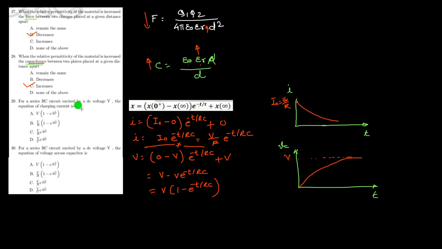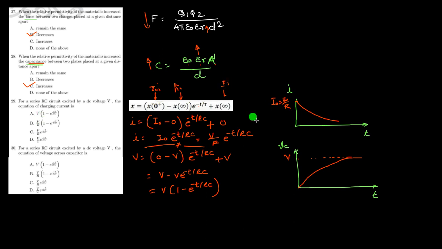For the RC circuit excited by the DC voltage V, what is the capacitor equation? For RL and RC circuit charging and discharging, this is the common equation: x equals x final plus, initial minus final, into e raised to minus t by tau. That is, initial minus final into e raised to minus t by tau must be added with the final value.